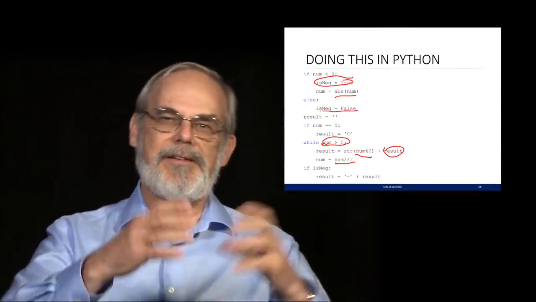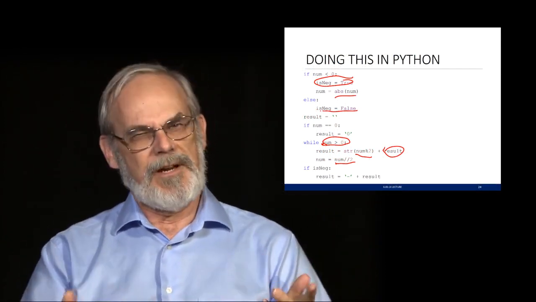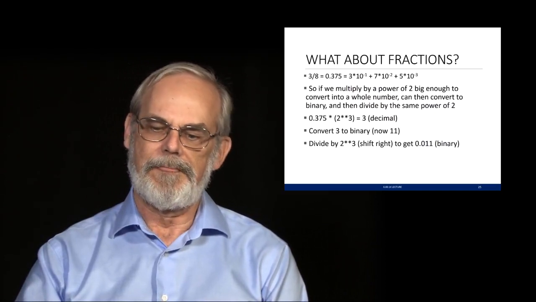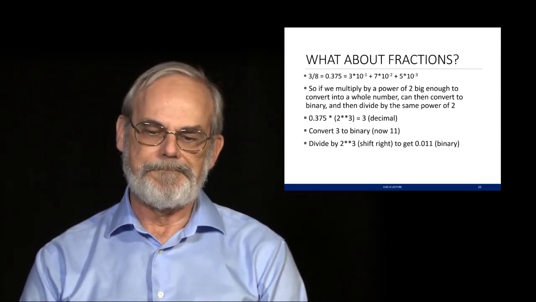All right, cool. So I can take integers and convert them into binary. But I started talking about floats. So how do I deal with the fraction part of this? Well, I can do almost the same thing. Let's take an example.